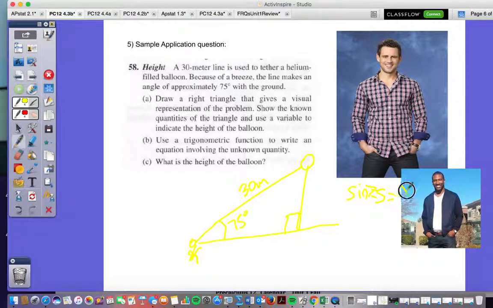Good. Sine of 75. Why did he use sine, by the way? Why do you use sine? Yeah, because the opposite is our height, right? We're trying to find the opposite. Hypotenuse is what we know. Nicely done, my man. Good job.